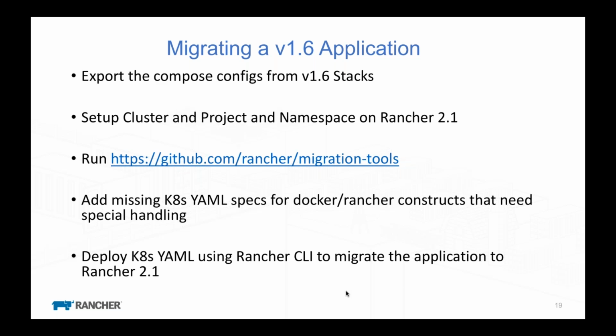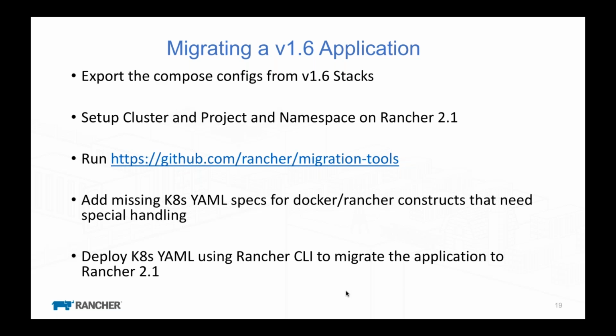What I'm going to do is show the exported compose configs from my 1.6 stack. Then I already have a Rancher 2.1 setup with a cluster and a project, and we can go over the namespace creation in there. Once you have the compose configs from your 1.6 stacks, we have a migration tool which we have created to help the migration task. We will give the Docker Compose and Rancher Compose as input to the tool, and this tool provides a list of constructs that you have to take care of and convert to Kubernetes YAML specs.